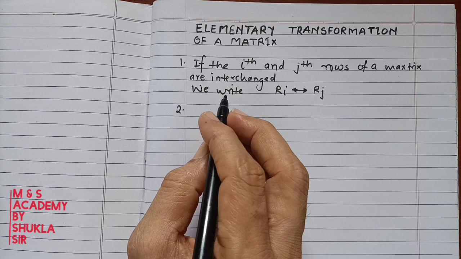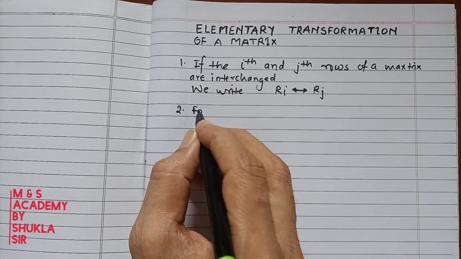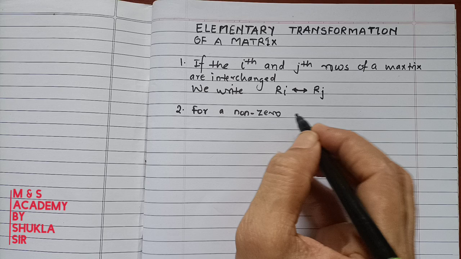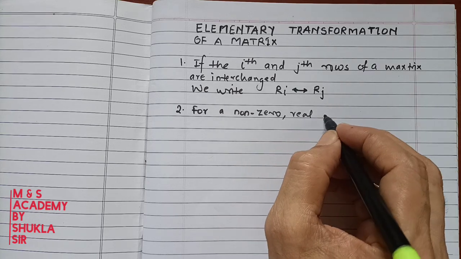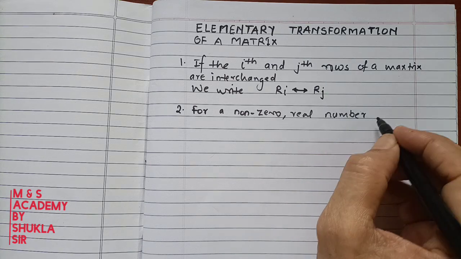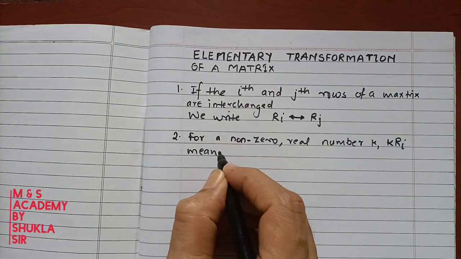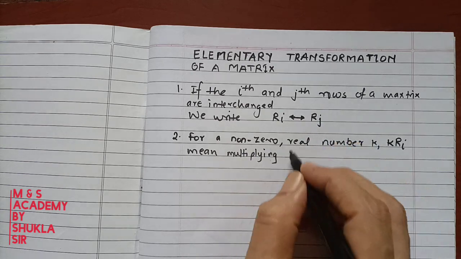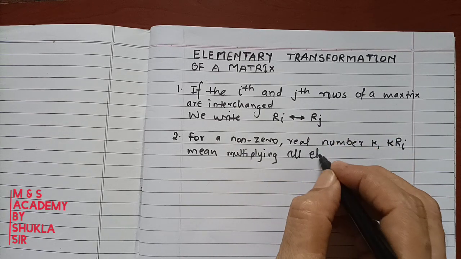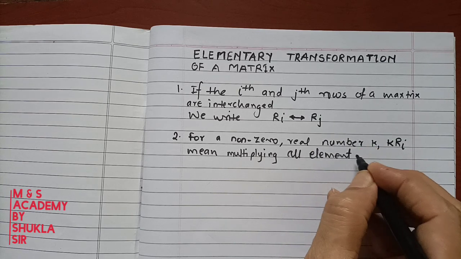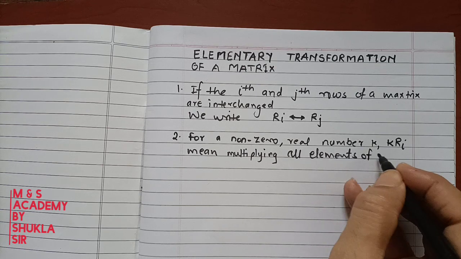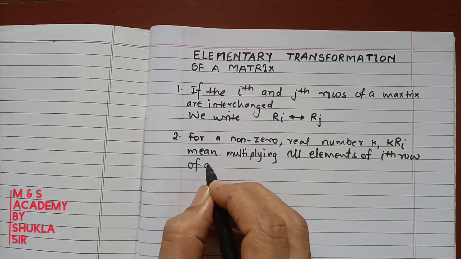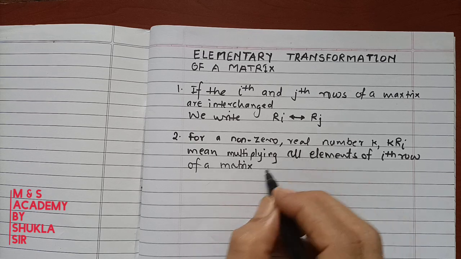Second, for a non-zero real number, say k, we mean multiplying all the elements of the ith row of a matrix by k.